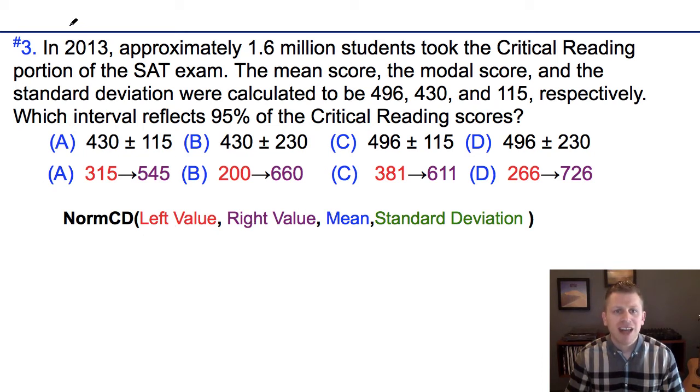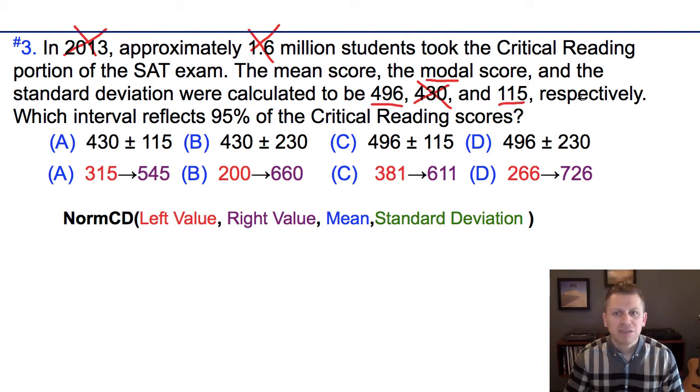Looking at this problem, there's a lot of extra information we don't need. We don't need the year 2013. We don't need to know how many students took the exam. Further, they give us the mean, mode, and standard deviation. I certainly don't need the mode, so I won't need 430. I just need the mean of 490 and the standard deviation of 115.